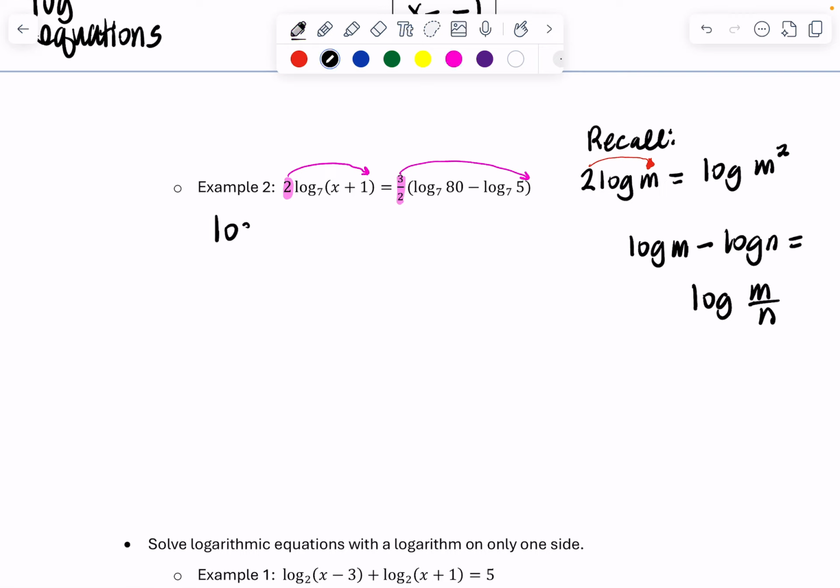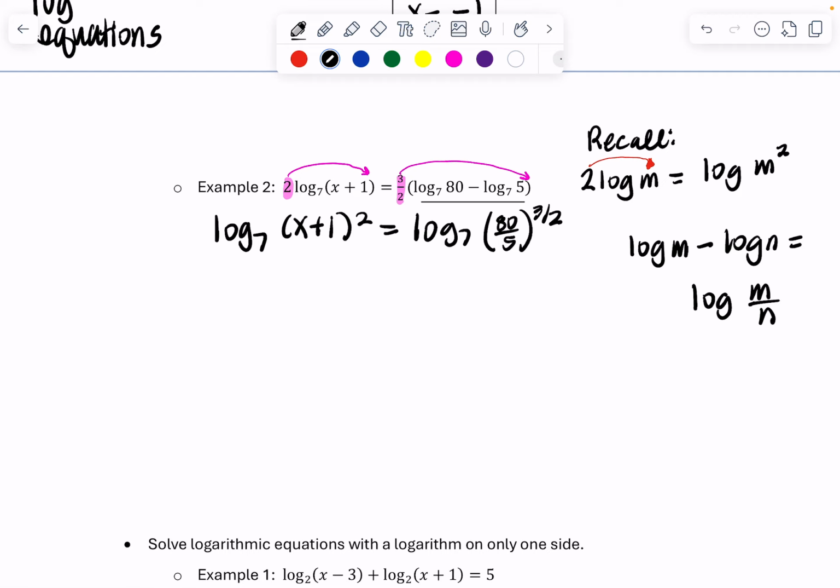So now we have log base 7 of (x+1) squared. Over here, log base 7. I'm going to go ahead and combine these two. You see how it's got log base 7 and it's got the minus sign in between? So that's that second property I just wrote right there. So this would be 80 over 5, and then, of course, we've got our power. I'm just combining that step, so I'm hoping that's not too much for you.